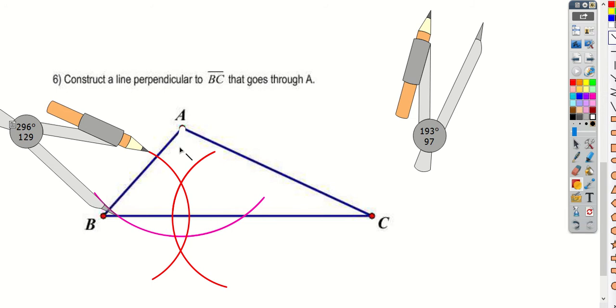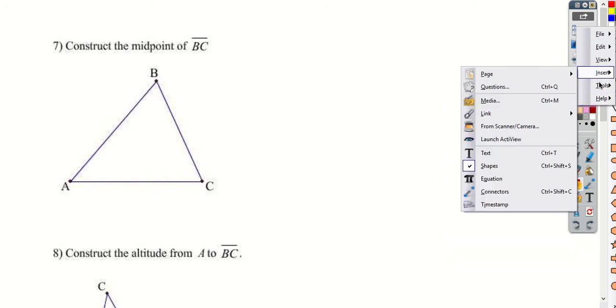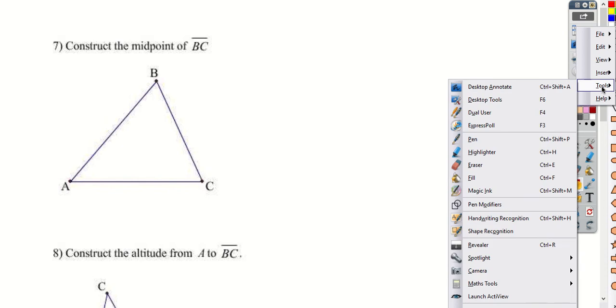So line should go from A, all right, through, and now that line is perpendicular, right, to BC and goes through point A. Number 7, construct the midpoint of BC. To make the midpoint, we need to do the perpendicular bisector. Okay, that's the construction we're going to do. So we're going to follow our compass.